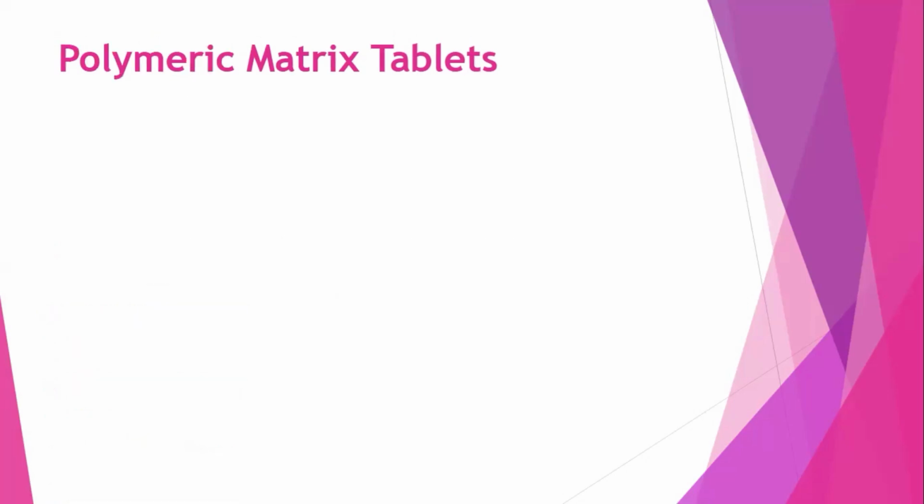The common gelling materials are gelatin, methyl cellulose, veegum, gum tragacanth, and alginic acid. These are all examples of gum type matrix materials. These are the matrices which, when they come in contact with water, form the gums. The other is polymeric matrix tablets.